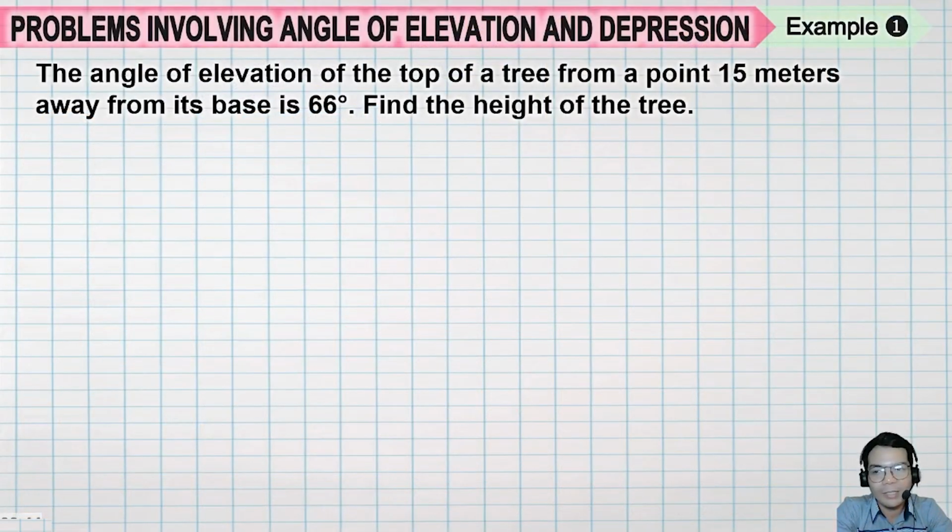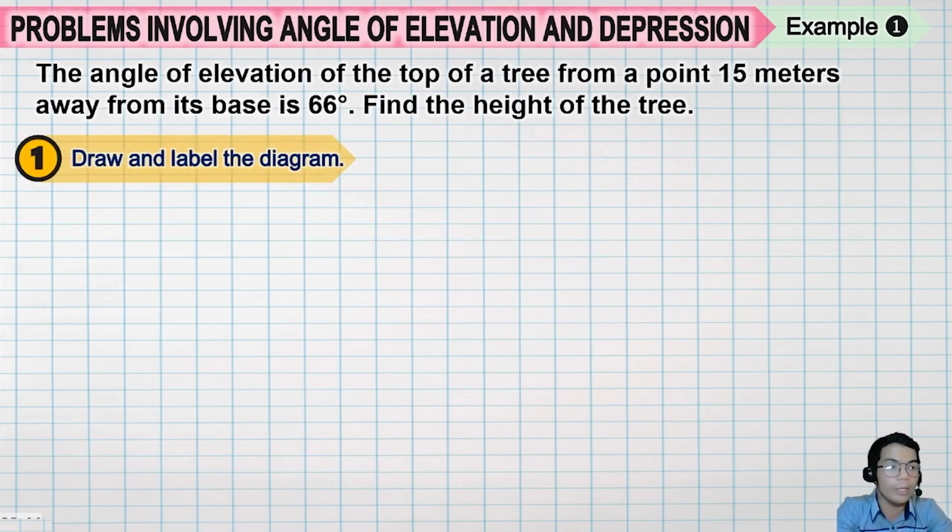In this one, the angle of elevation of the top of the tree from a point 15 meters away from its base is 66 degrees. Ayan, so find the height of the tree. So, first step for us is to draw and label the diagram.